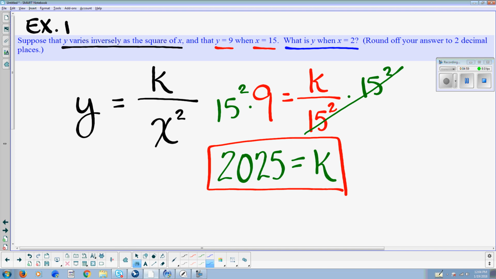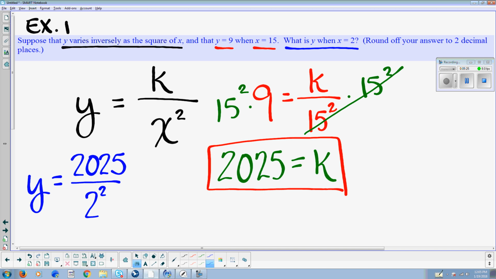So here's the third part of the question. It says, what is y when x equals 2? So I'm going back to the same formula. What is y? So this is my unknown. When x equals 2. So I substitute 2 in place of x. And now instead of using k, I'm going to substitute 2025. I know that k is 2025. So what is y when x is 2?